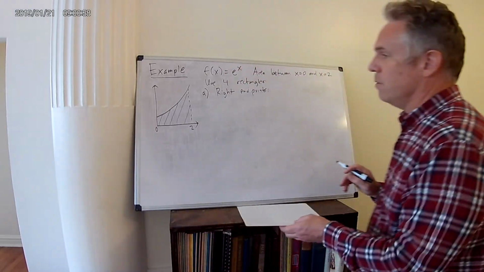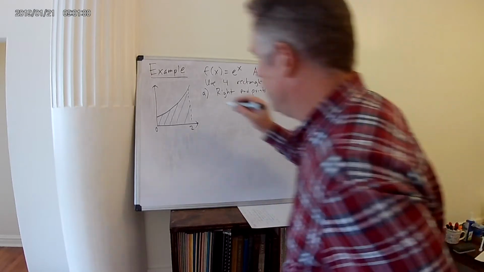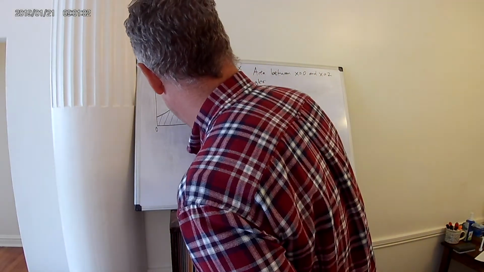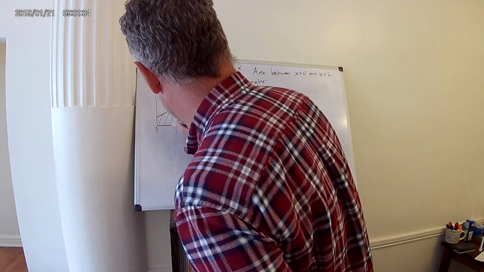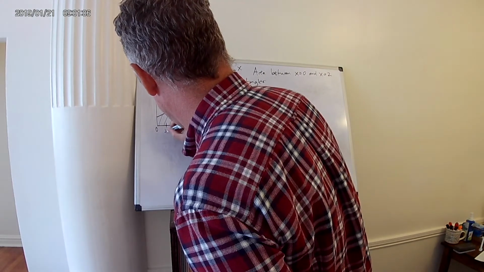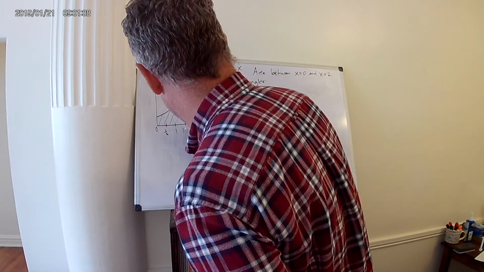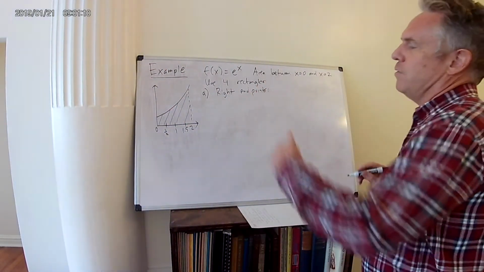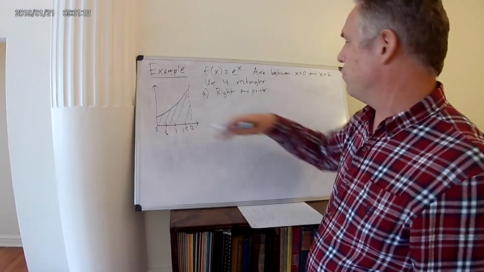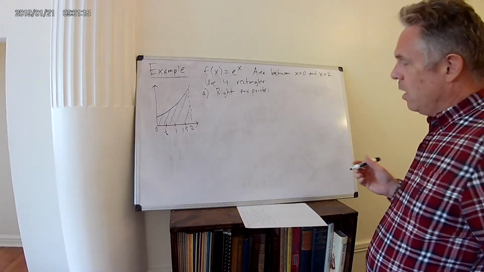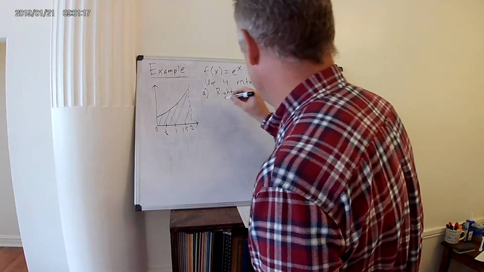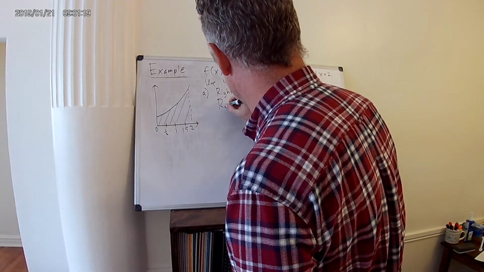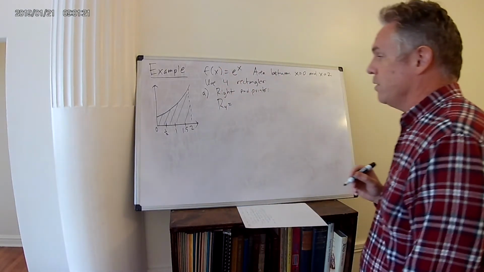We're going to use the right endpoints. So if we divide this interval up into 4 parts, we're going to get 1, 1/2, and 1.5. We're going to divide this interval into 4 parts and use 4 rectangles. What I'm going to do is calculate R4, which is the sum of the areas of our 4 rectangles.